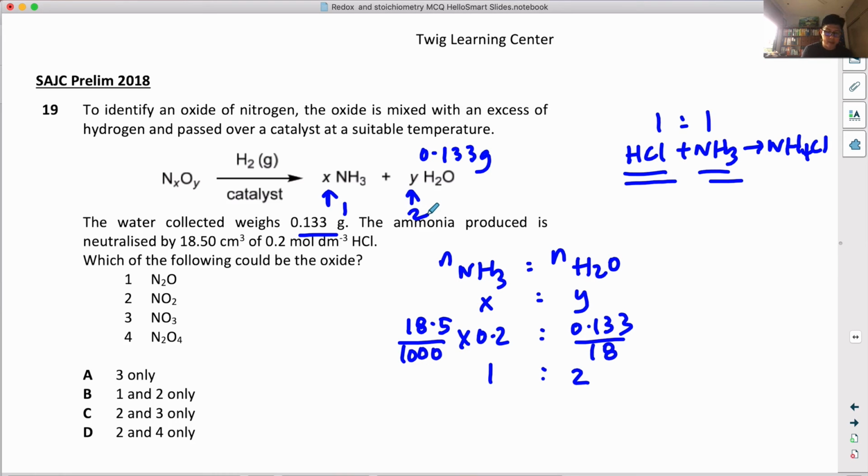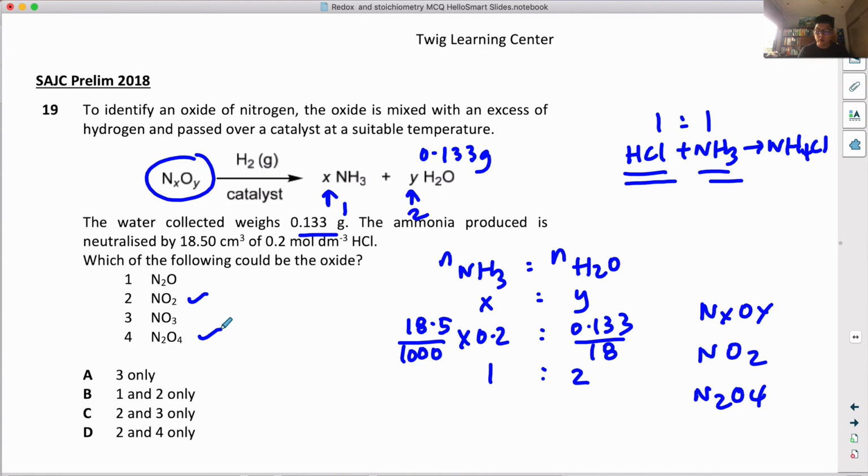So you start back here. It should be NO2. But at the same time, what could be the oxide? As long as the ratio is 1 is to 2. So this is a bit tricky. It could actually also be N2O4, because as long as the ratio of N to O is 1 to 2, both are actually feasible.